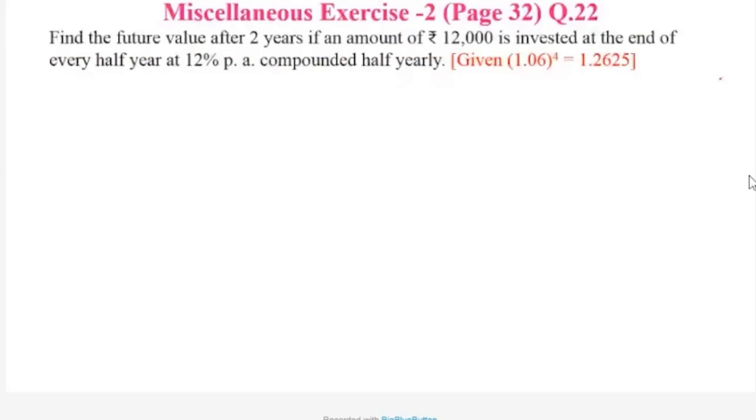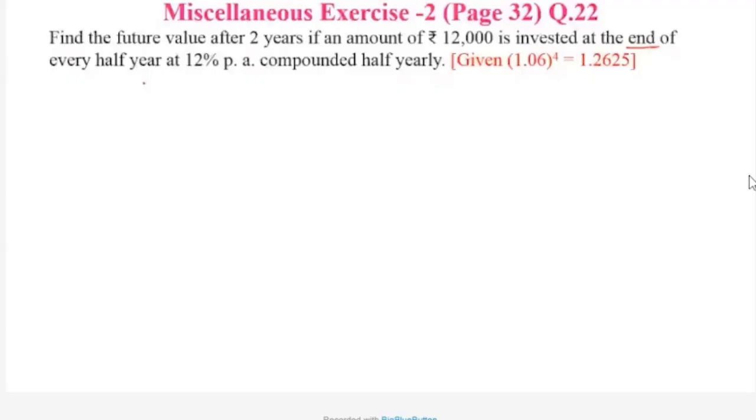Find future value after 2 years. Future value after 2 years, what do we have to find? They are calling it future value. What we call it as A. If the amount of rupees 12,000 is invested at the end of every half year, careful, every half year is said, and at the end is said. First, at the end. Find future value, A is to be found.